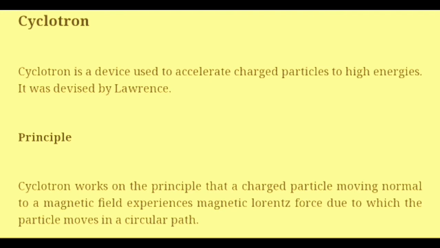A cyclotron works on the principle that a charged particle moving normal to a magnetic field experiences a magnetic Lorentz force, due to which the particle moves in a circular path. So basically, whenever a charged particle is moving normal to a magnetic field, at that instant of time the particle will experience a magnetic Lorentz force, as a consequence of which the particle moves in a circular path.